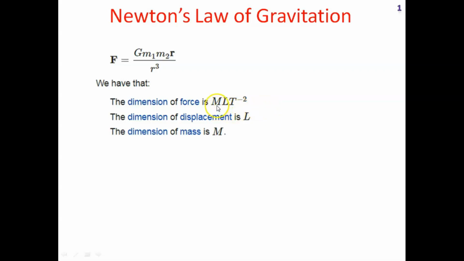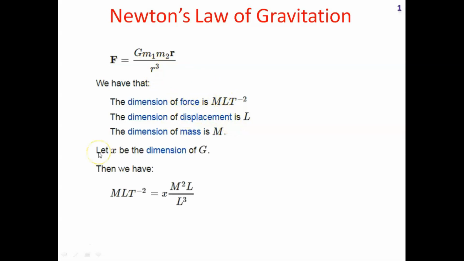For mass it is M1 and for acceleration it is L1 T minus 2, meter per second square. The dimension of displacement is L. We are using basic dimensions M L T. Let x be the dimension of G.